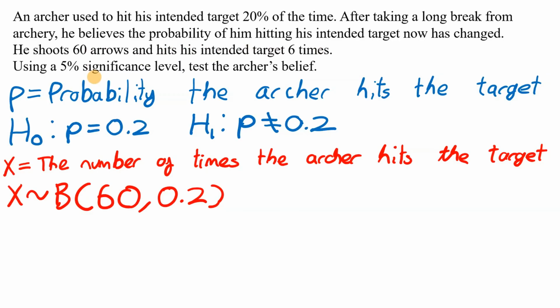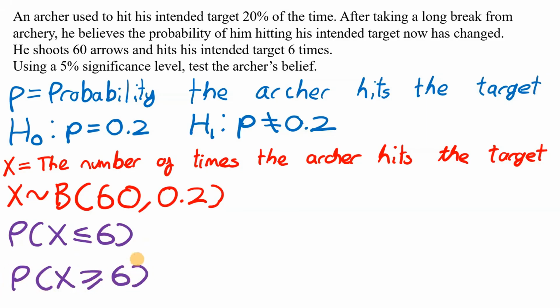Now, with a two-tailed test, something that's important is the probability can either go up or down, and this impacts the probability we need to find using our calculator. Because if we're testing if the probability has gone down, we need to find the probability that x is less than or equal to 6. But if we're testing if the probability has gone up, we need to find the probability that x is bigger than or equal to 6.